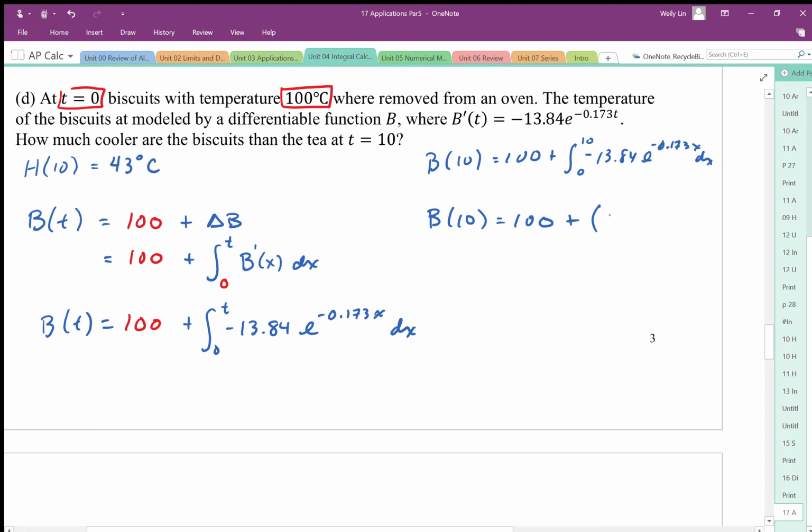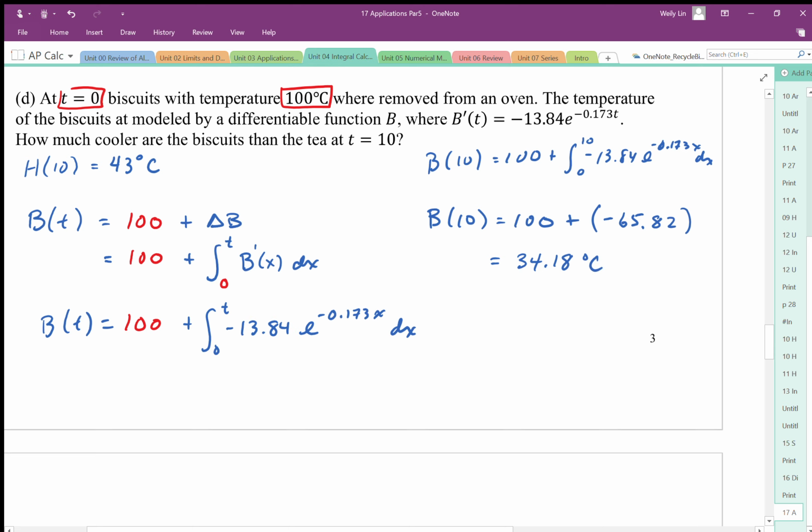And my temperature has decreased by 65.82, rounding that. Okay, and then I end up with the temperature now becomes 34.18 degrees Celsius. So that's the temperature of the biscuits.